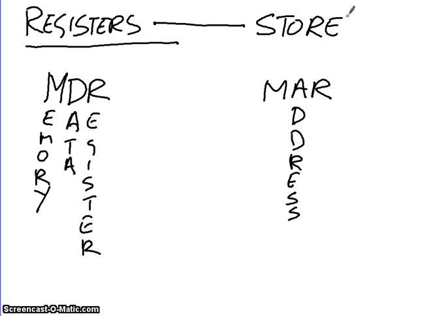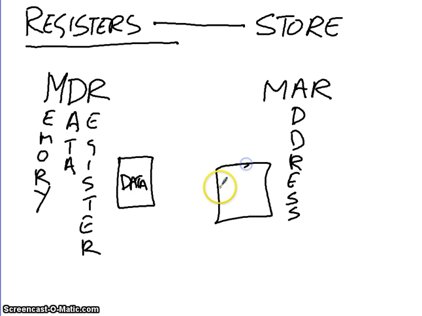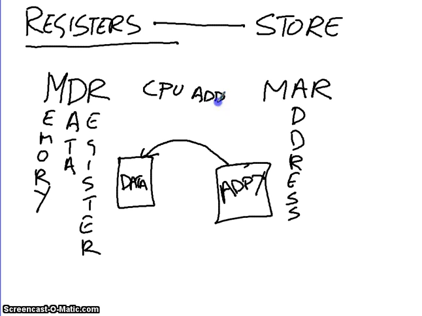Okay, so the memory data register will store, guess what? Data. And the memory address register will store the address. Okay? It usually stores the address of the data. So what happens is the CPU asks for an address, and then the address goes and gets the data. Okay, and that's how it works.